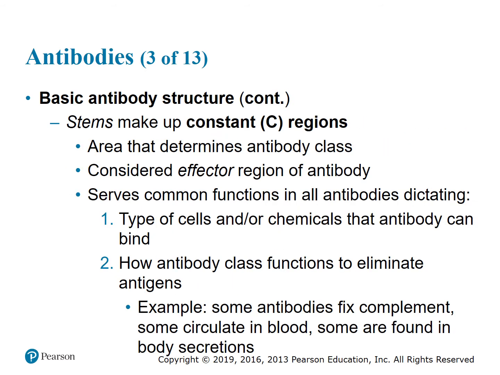The stems make up the constant regions. It's the area that determines the antibody class. It's considered the effector region of the antibody. It serves a common function in all antibodies, dictating 1, the type of cell and or chemicals that the antibody can bind to, and 2, how the antibody class functions to eliminate antigens. For example, some antibodies fix complement, some circulate in blood, and some are found in body secretions.